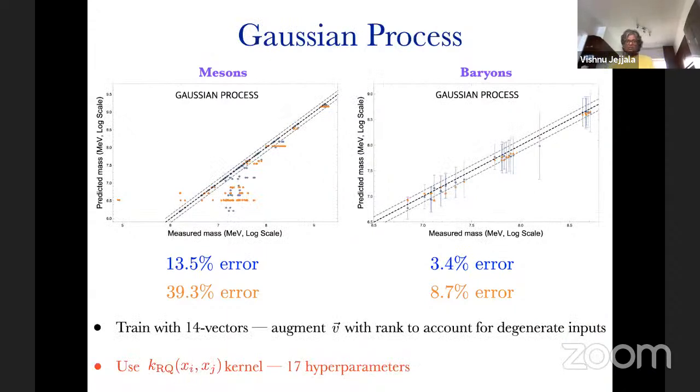The Gaussian process, which we employ in training on the mesons, we find 13% error compared to 39% error for the constituent quark model. And for the baryons, the error is much smaller than the constituent quark model. And we're using a kernel which only contains 17 hyperparameters to fix. So it's not overfitting anything.